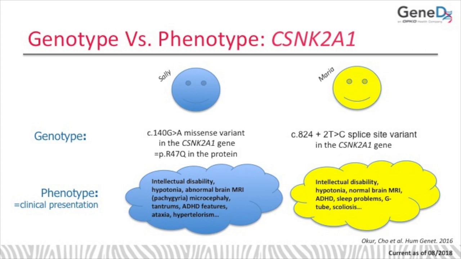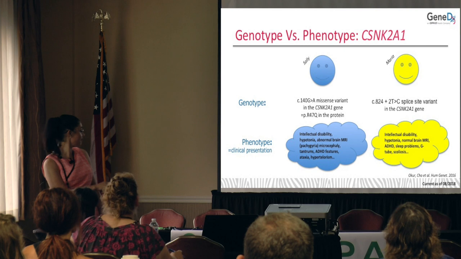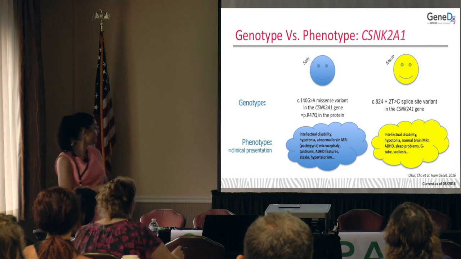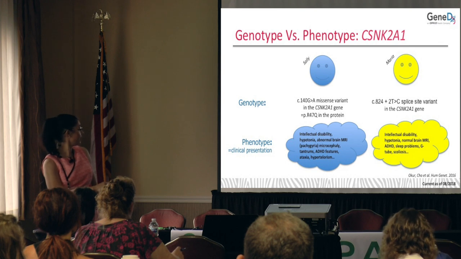That's her genotype. Okay. Her phenotype is all the problems she's been having, or maybe not problems, maybe just manifestations. So intellectual disability, she has low muscle tone, she had something found on her brain MRI, small head size, that type of thing. Then we take Maria, okay?